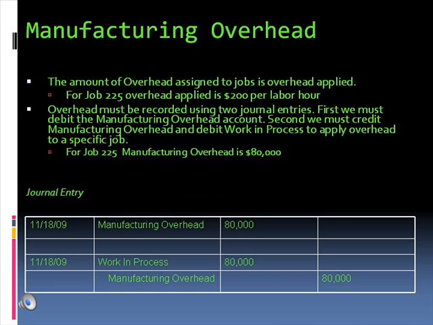Here at the bottom is the journal entry. On 11/18, we debited manufacturing overhead $80,000. We also debited work in progress $80,000. And then we credited manufacturing overhead $80,000.